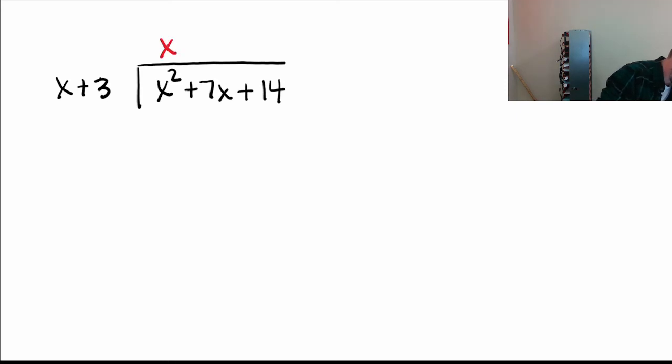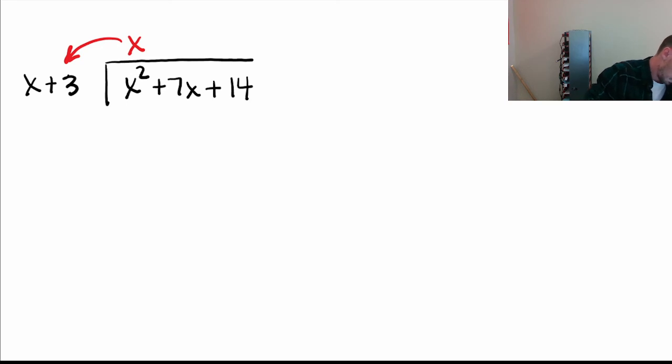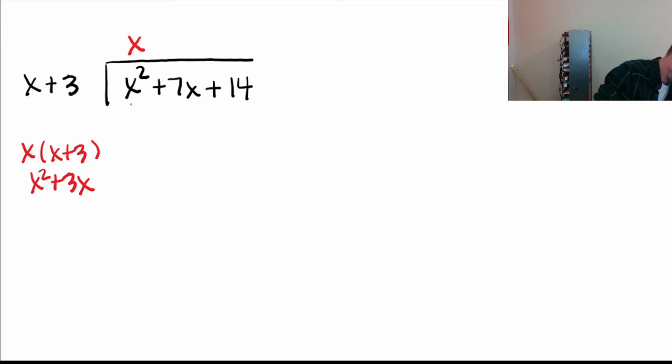That would just be 1x. And then I will distribute that x over the x plus 3. So I'll be getting x times x plus 3, and that'll be x squared plus 3x. So that's what I'm going to copy in down here. x squared plus 3x, and that's what I'm subtracting.